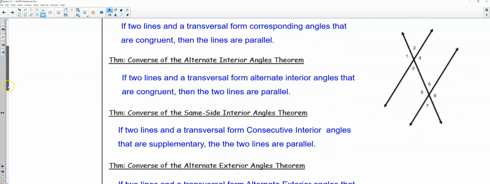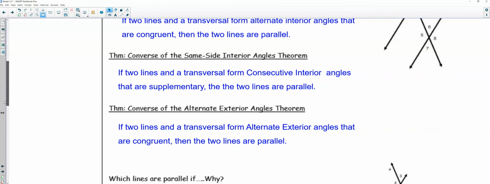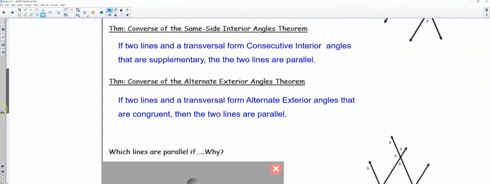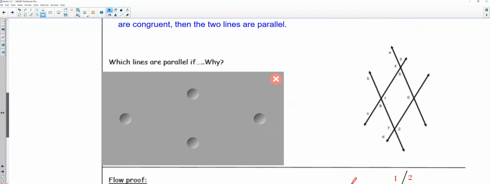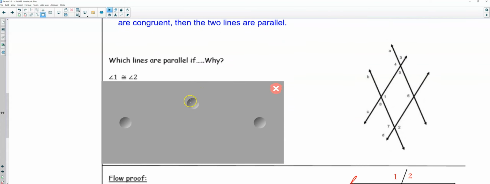Then we have the converse of the alternate exterior angles theorem, that if two lines and a transversal form alternate exterior angles that are congruent, then the two lines are parallel. Let's take a look at how we can use these to solve a few problems. For example, which lines are parallel, and why, if angle 1 is congruent to angle 2?